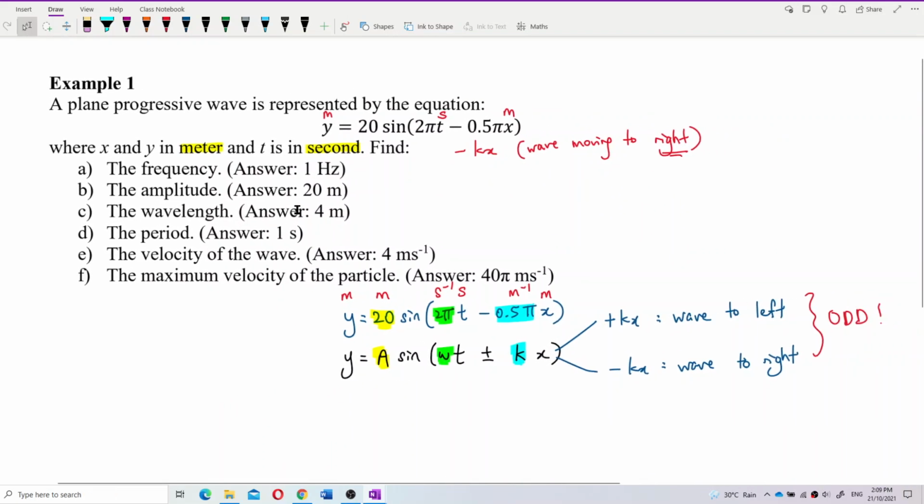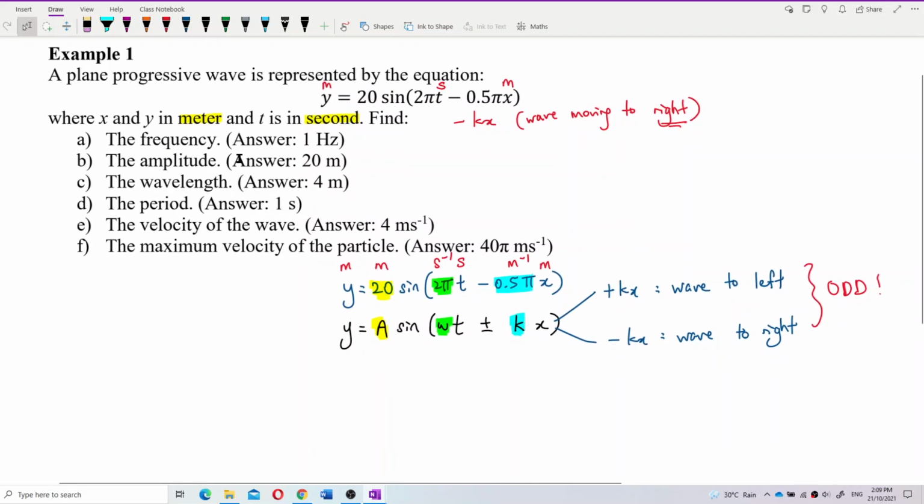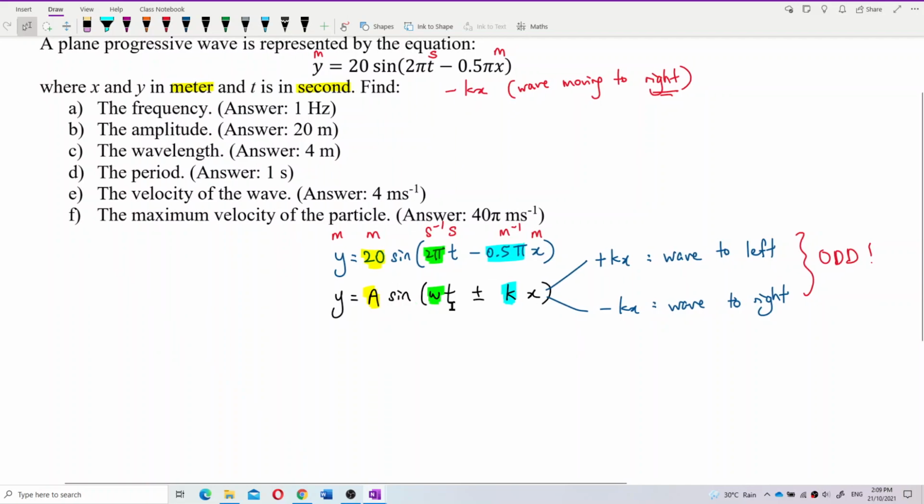Okay, so we have done that. Now we want to find frequency. So where can we find frequency? Frequency is found in the angular frequency omega. Omega can help us find the frequency and the period. Later I will show you the formula. And the k here can help us find the wavelength.